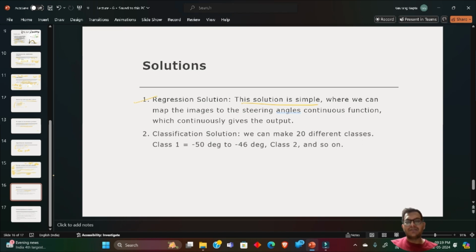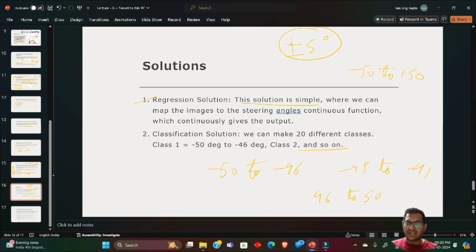In classification, you will make 20 different classes. The constraint was plus minus 5 degrees, so I can divide the whole given range from minus 50 to plus 50 into blocks of 5 degrees. I will start from minus 50 to minus 46, then from minus 45 to minus 41, and so on till I reach the last class, which is 46 to 50 degrees. So we made 20 classes, and then we will predict in which class the steering angle belongs.